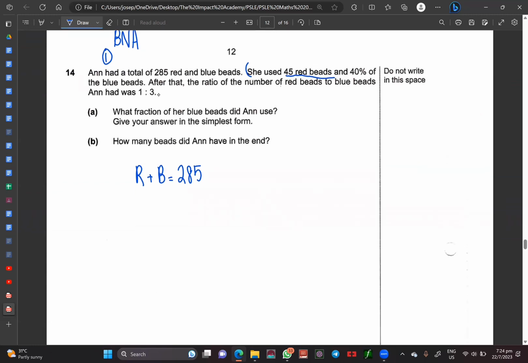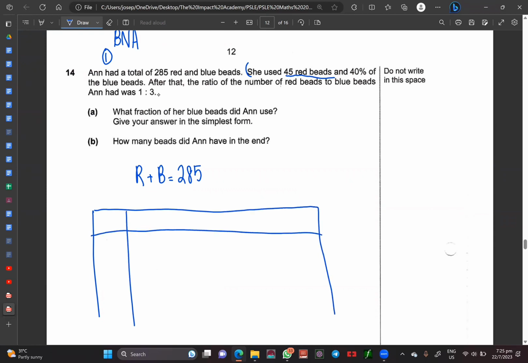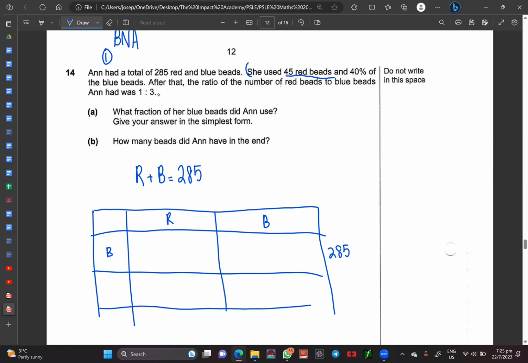So what I like to do is draw a table. I like to say that this is red and then this is blue. Whatever is over here, which is my before, I do not know how much this is, but I know that the total is 285. This person used 45, so this is the change. Remember to flush it to the left-hand side.